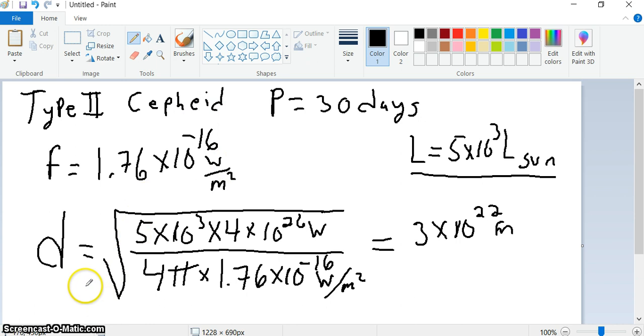Anyhow, it's the exact same equation, the inverse square law. So it's going to be the square root of 5,000 times the luminosity of the sun divided by 4 pi, and then divided by this flux that was given to us. So when we do that, we get 3 times 10 to the 22nd meters, and so we just need to convert that to parsecs. And so let's just go ahead and do that.